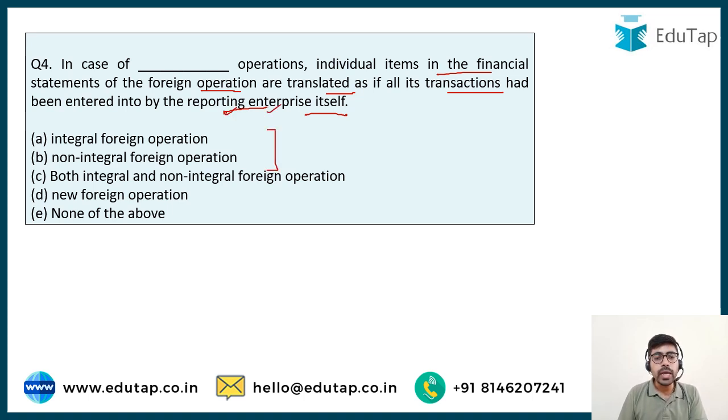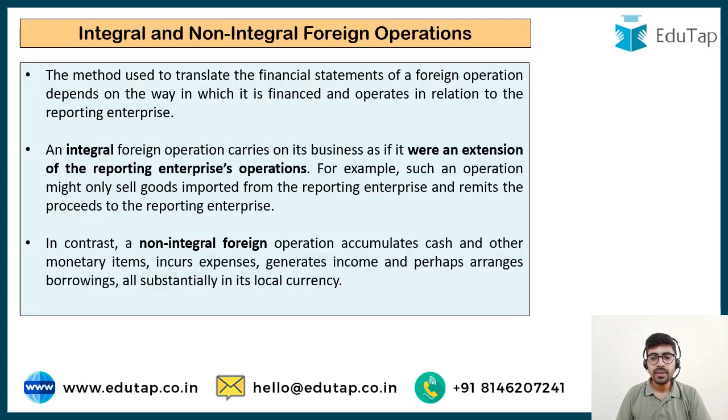You are a reporting enterprise in this particular case. The reporting enterprise is the entity which is preparing the financial statements, which is going to translate the financial statements of its branch or subsidiary abroad into rupee terms. That is a reporting enterprise. Now we already talked about in the introduction slide, when I explained to you about the foreign operations, I told you there can be two cases, case A and case B.